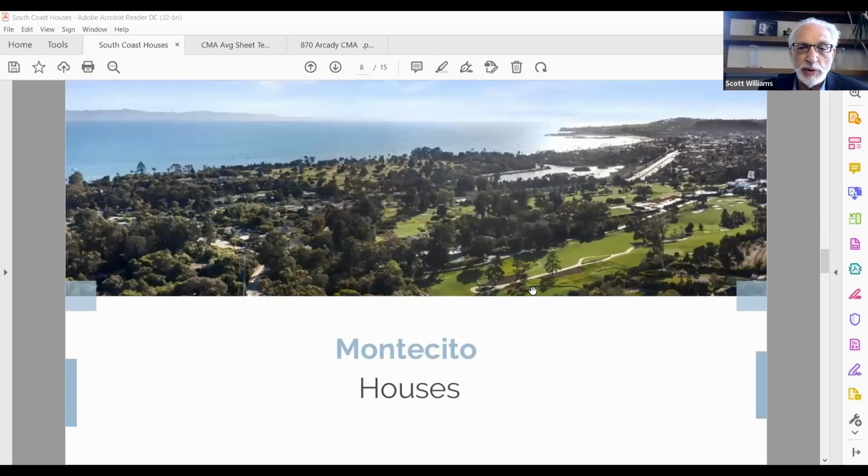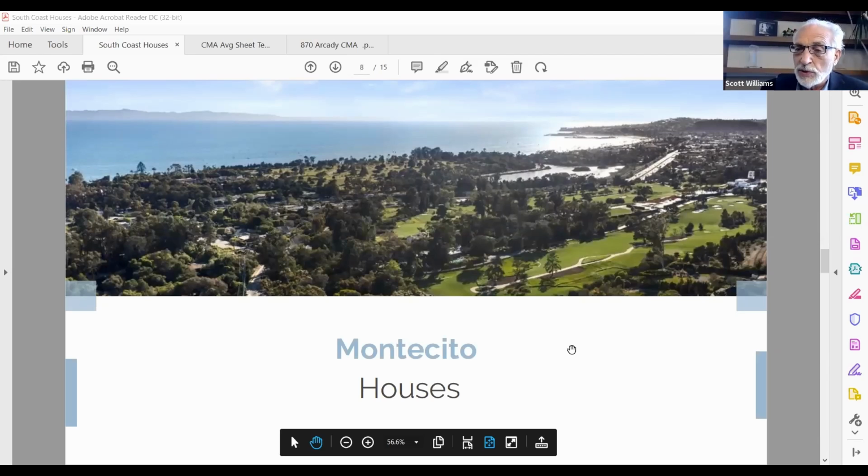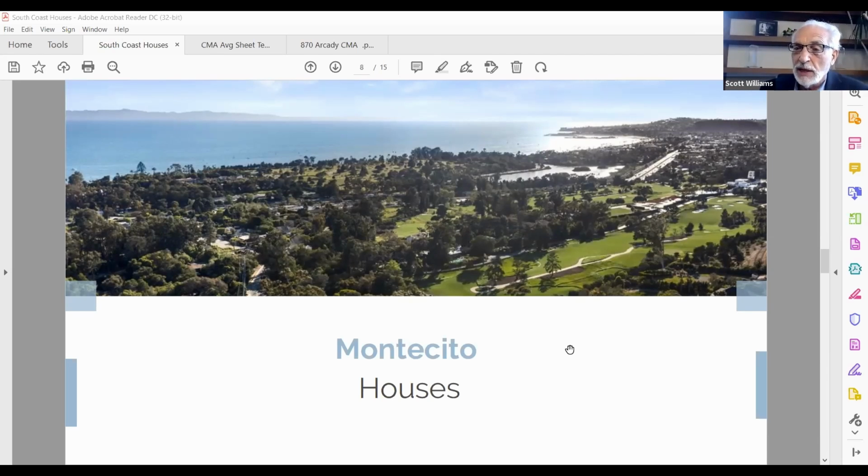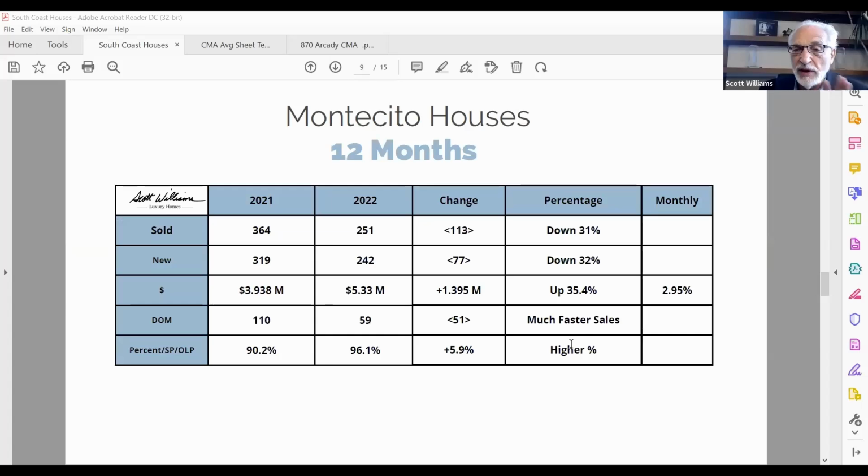So here we're going to switch from the whole South Coast. We're going to look at 2 neighborhoods before we look at a market analysis. And I'll take a pause after we've looked at Montecito and Goleta, and we might have a few questions about this process. But here we have 12 months. This is the Montecito market. I took this only 24 hours ago. So this is the first, looking at 12 months.